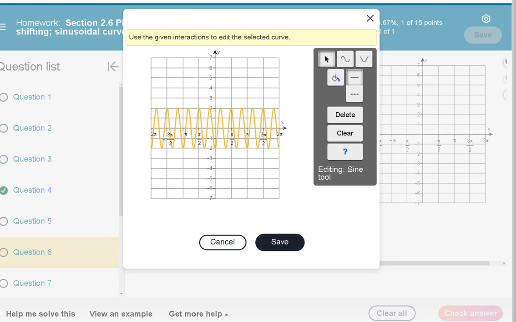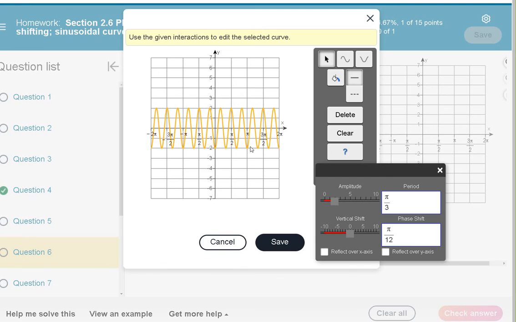So let me get back here. Editing tool, come on. There we go. So just click on the graph to get the editing tool. So I want to reflect it around the x-axis, and because I got a negative in front of the 6, I got to reflect it around the y-axis as well.